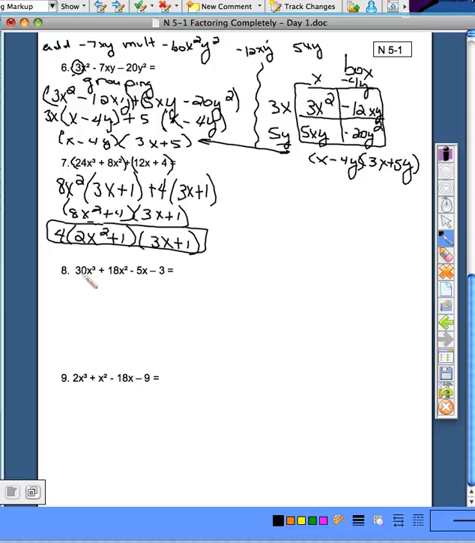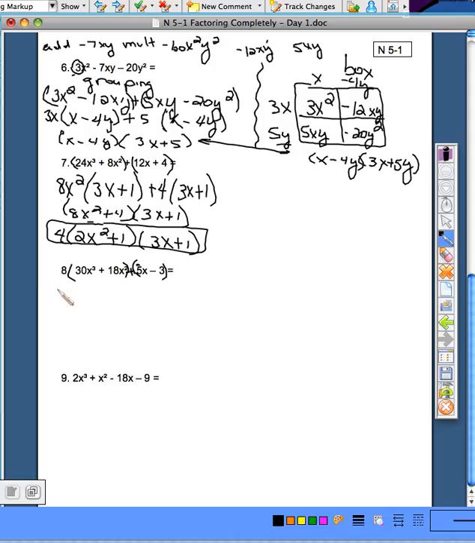Look for a greatest common factor. There is not one, so we're going to just group. Now, when there's a negative here, I would change it to plus a negative and then group the negative in with the parentheses. I think that saves some confusion.